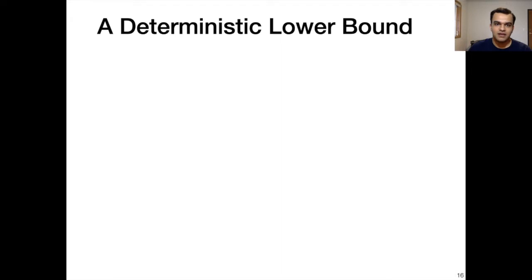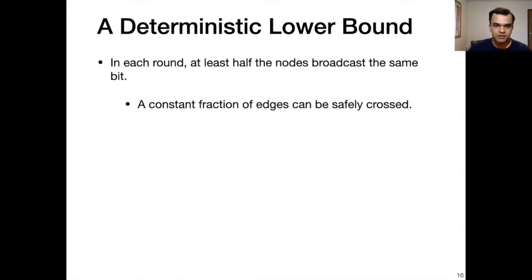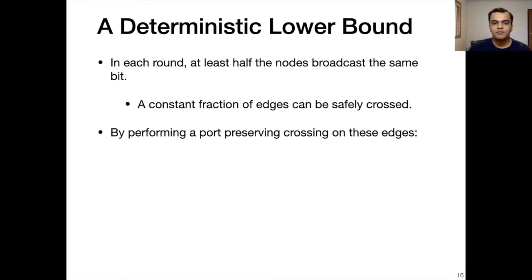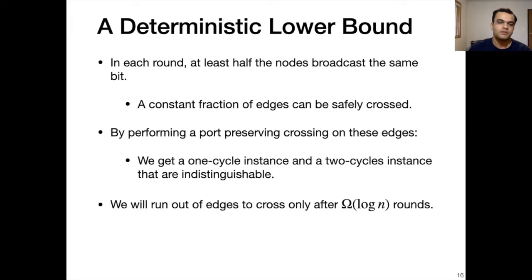This leads directly to a deterministic lower bound by observing that in each round at least half the nodes broadcast the same bit. This means that a constant fraction of edges can be safely crossed so that the crossing leads to indistinguishable instances. By performing a port preserving crossing on these edges, we get a one cycle instance and a two cycle instance that are indistinguishable from each other. We will run out of edges to cross only after omega log n rounds, because in each round at least a constant fraction of edges can be safely crossed.